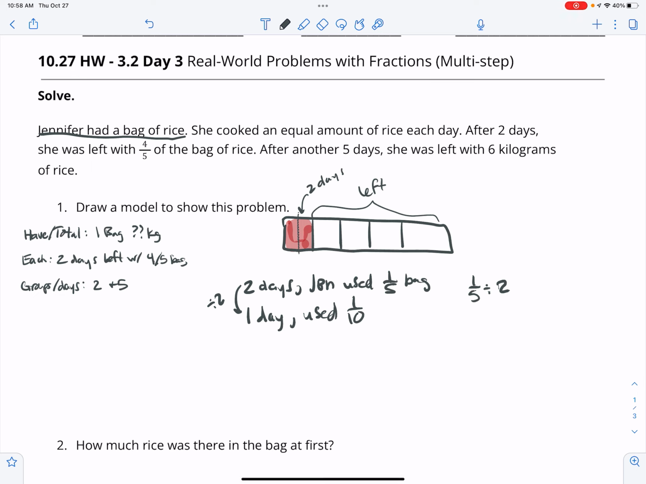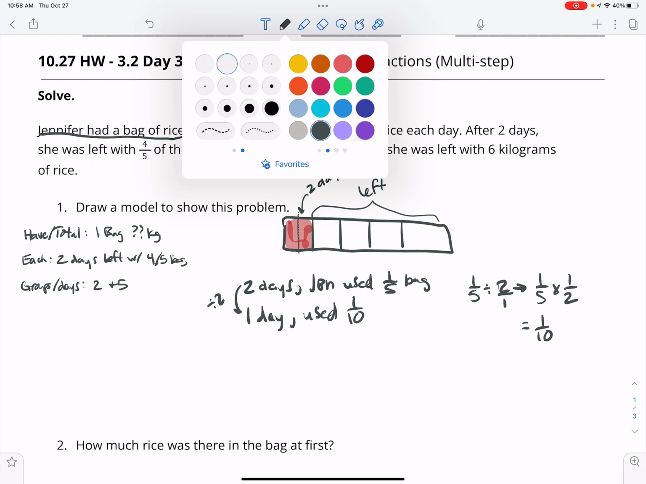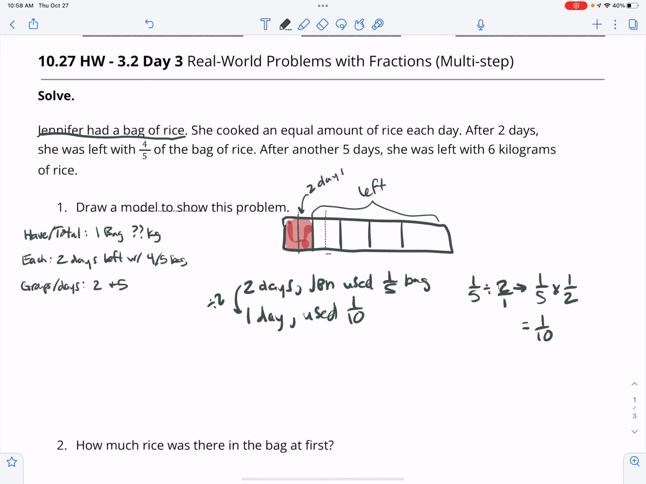1/10. And if we do this math here, we know that this is equal to 1/5 times the reciprocal, which is 1/2, and that equals 1/10. So the math backs that up. So we know that each day she uses 1/10 of the bag of rice. And I don't know why my iPad keeps doing those lines.